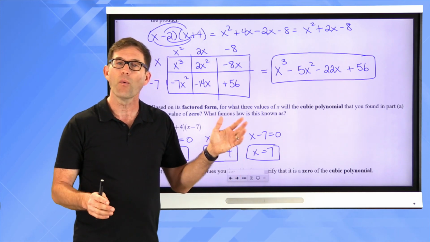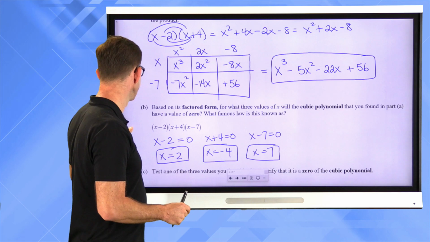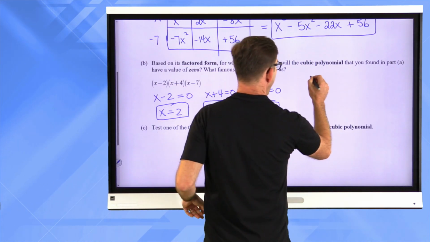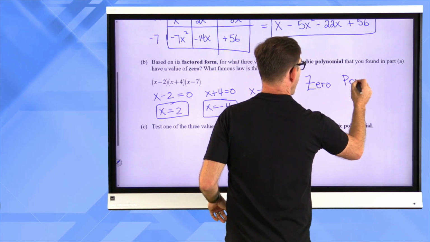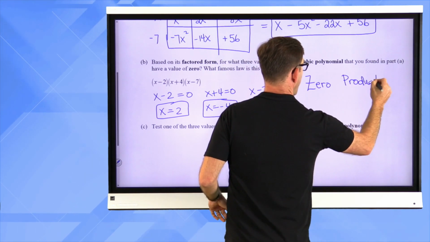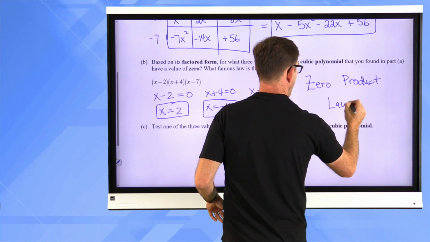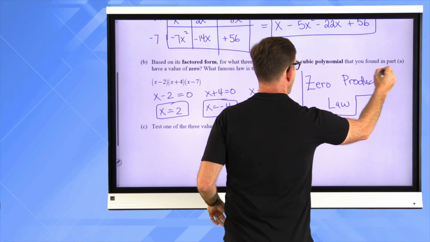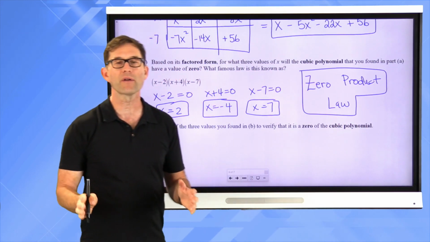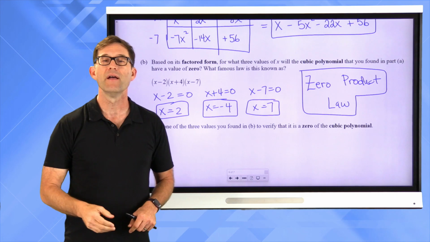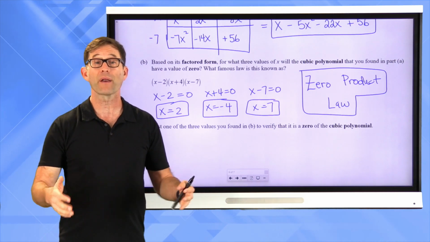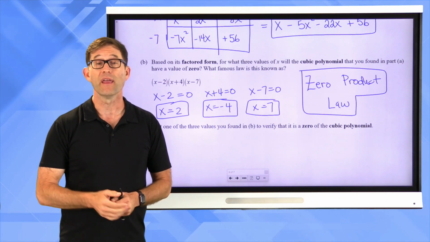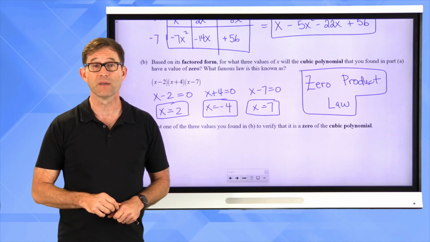Now, what famous law is this known as? This is known as, appropriately enough, the zero product law. The zero product law states that if any part of a product is equal to 0, then the entire product is equal to 0. Or a product will be equal to 0 if any one part of the product is equal to 0.